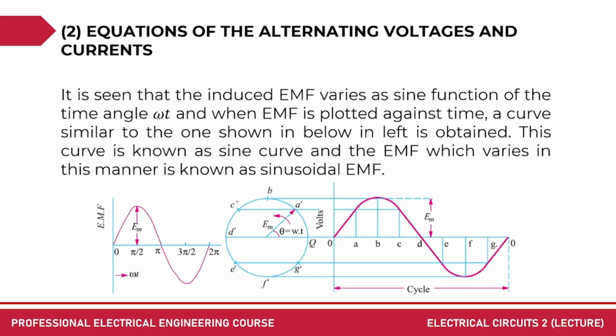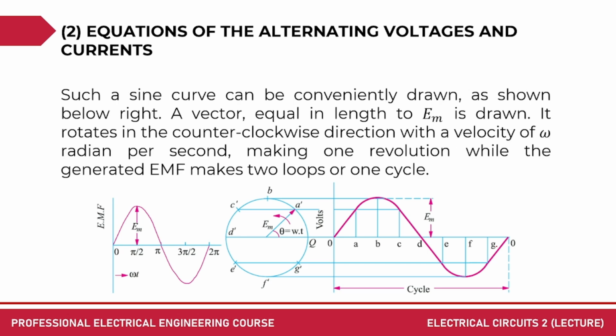It is seen that the induced EMF varies as a sine function of the time angle omega t, and when EMF is plotted against time, a curve similar to the one shown below on the left is obtained. This curve is known as a sine curve, and the EMF which varies in this manner is known as the sinusoidal EMF. So that's the one that is being produced.